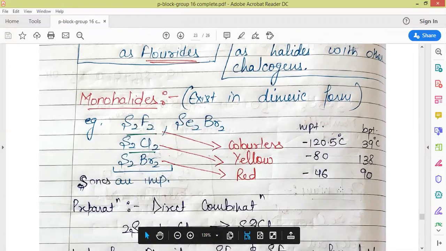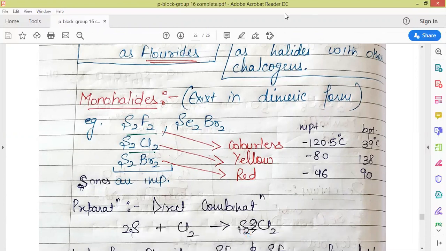Now we'll be starting with the monohalides. The monohalides have the general formula MX, where X is the halogen and M is the group 16 element, but they exist in dimeric form. Examples are S2F2. Sulfur forms mostly monohalides like S2F2, S2Cl2, S2Br2.